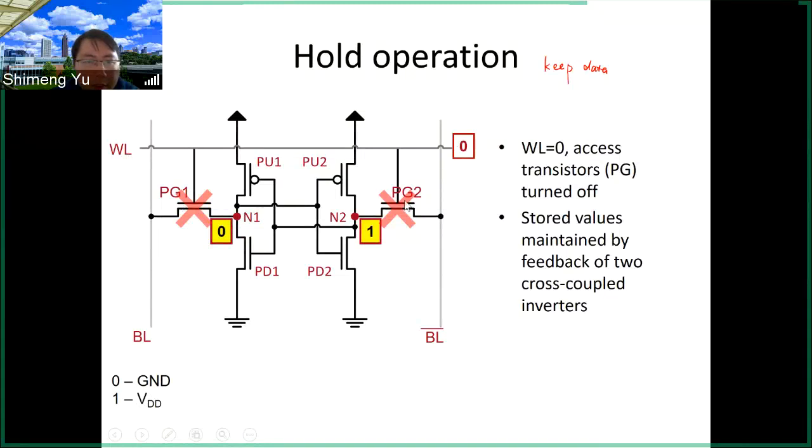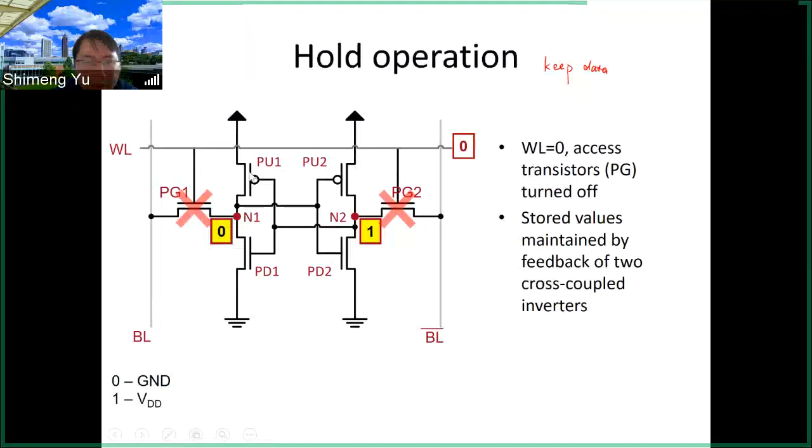So the PG1 and PG2, those two pass gate transistors, because they are NMOS, the gate is 0. Then the VGS will be 0 or even negative. So this is like the cutoff for the PG1 and PG2. If those two transistors are off, then to the first order there's no leakage current through the pass gate transistor if we ignore the subthreshold currents. Then they are like open circuit.